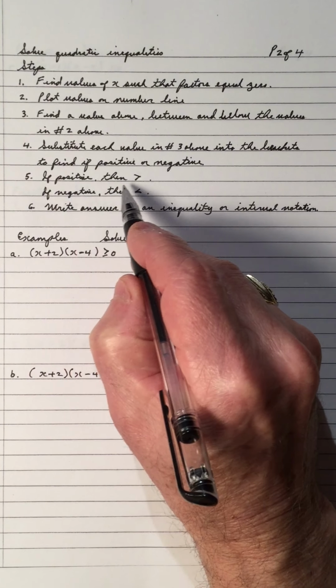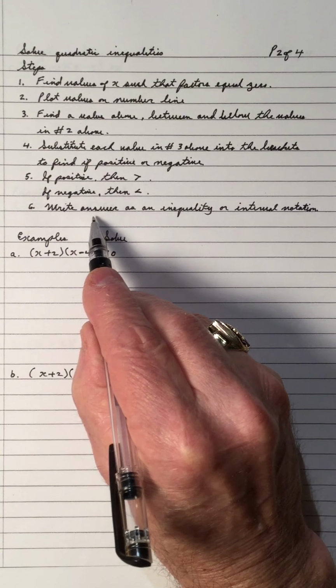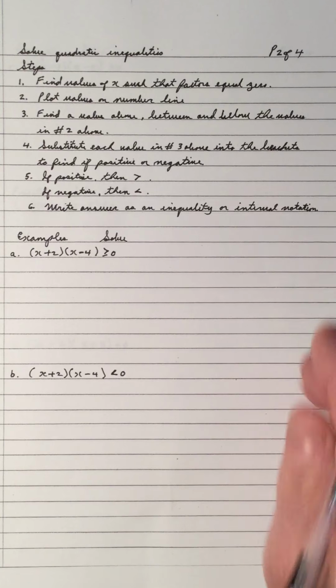If positive, then it's going to be greater than. If negative, it's going to be less than. And then write your answer as an inequality or interval notation.